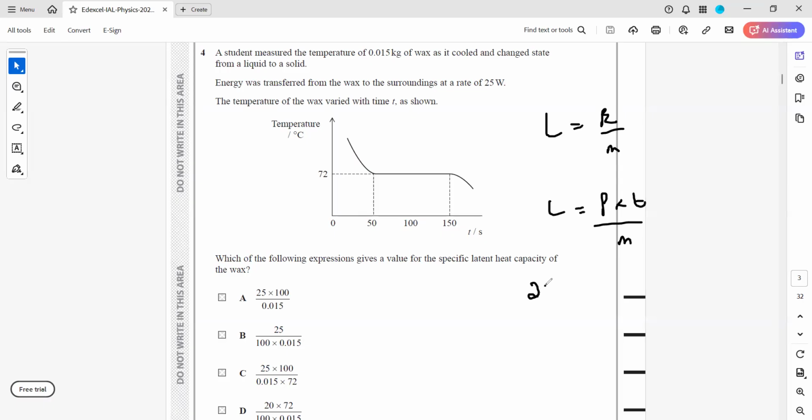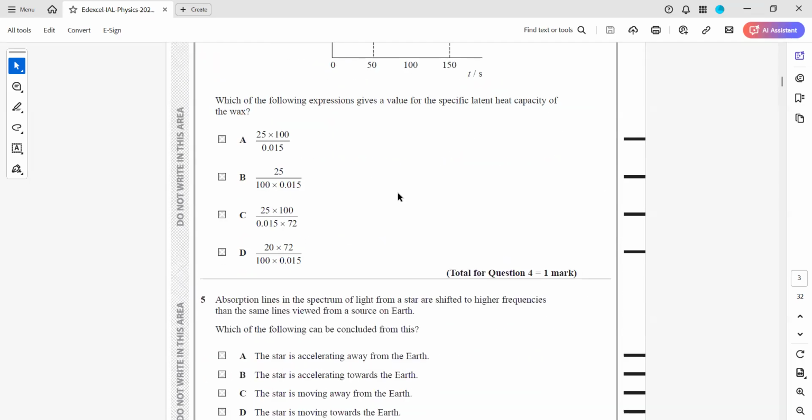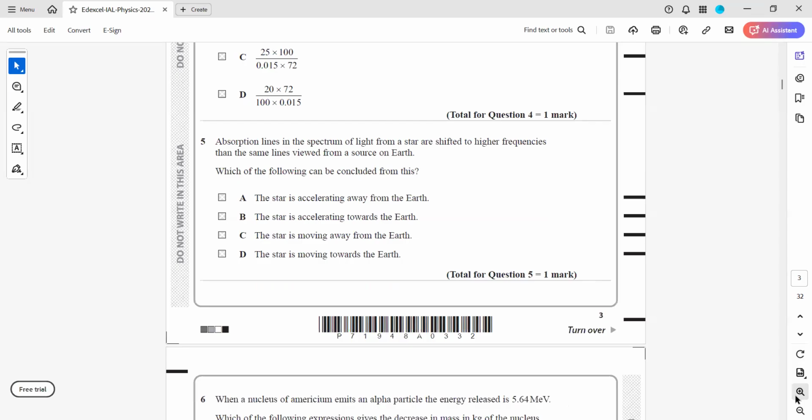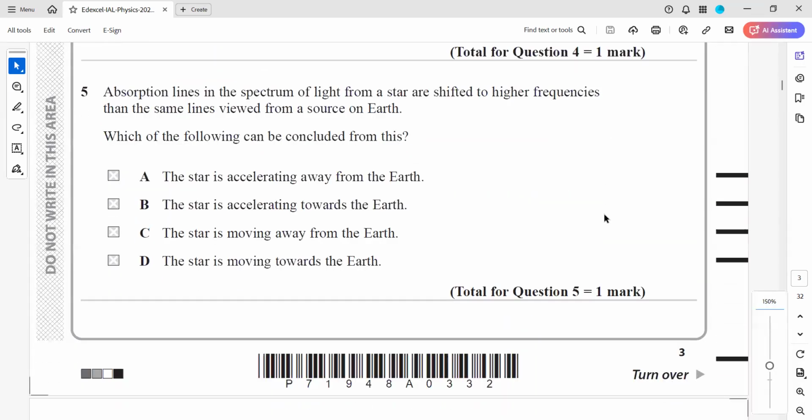Power is 25. The duration for which it is changing the state is from 50 to 150, so that is 100. And what about the mass? The mass is 0.015. So 25 into 100 divided by 0.015. So it matches with option A. Because whenever there is latent heat, the temperature does not change, because it's the energy needed to change the state.